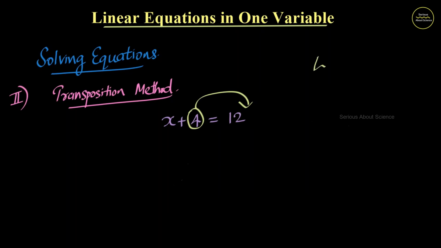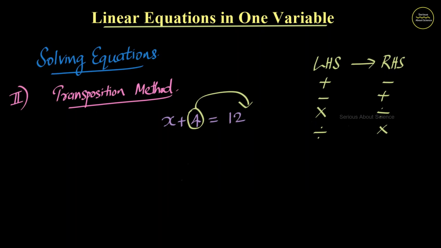Now whenever you transfer a term from LHS to RHS, if you are transferring a positive term, when this term goes to the RHS, it turns out to be negative. Similarly, when you are transferring a negative term from the LHS to RHS, it will become positive. And when you are transferring a product to the RHS, it would be division. And when you are transferring a denominator to the RHS, it will become product. So this is the general rule in transposition method.